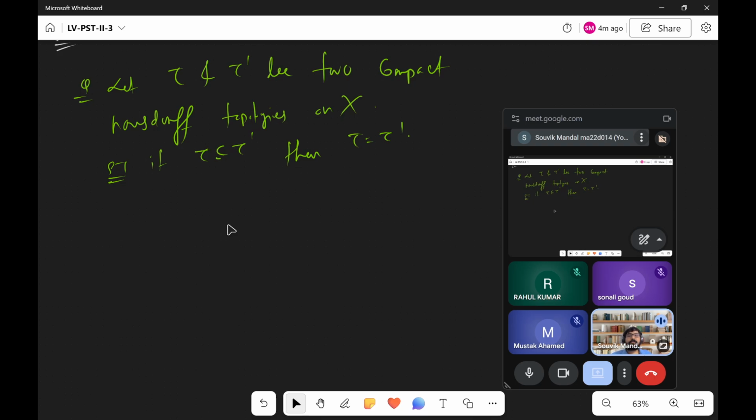Basically, here I wanted to show, suppose on a set X we have two topologies tau and tau prime. Both are compact Hausdorff. You basically need to show that if one contains the other, then both have to be equal. Okay, so this is what you need to show. So please try to do it, then I will give a hint.